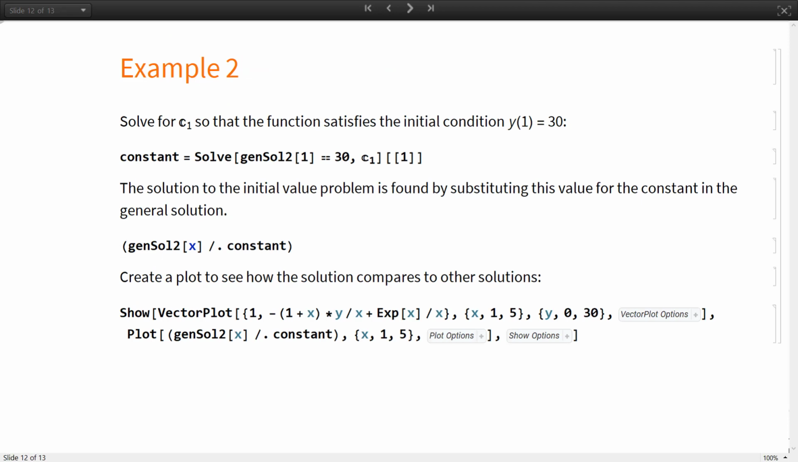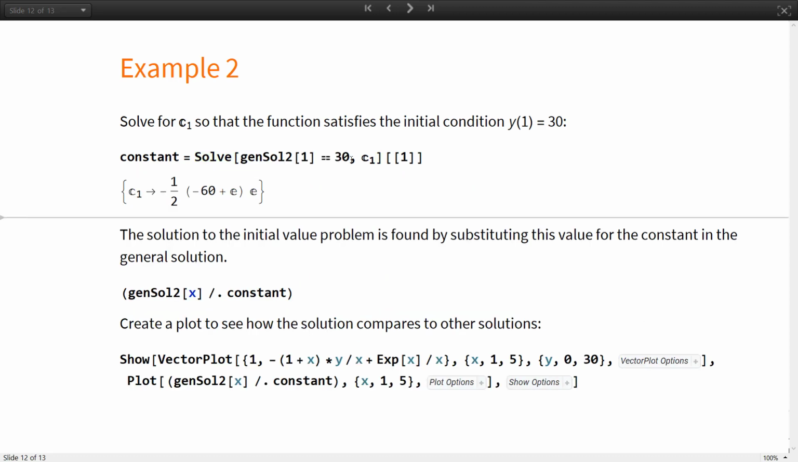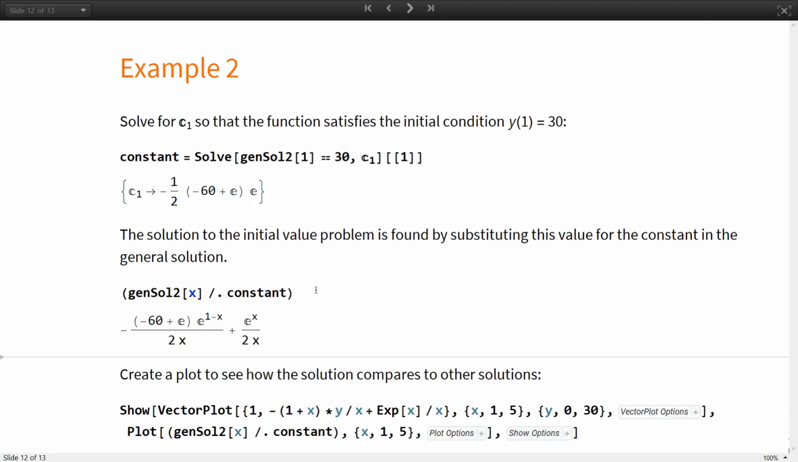Now that we have the general solution, let's solve the initial value problem. Use the condition that the solution equals 30 at x equals 1 to find the constant C1. The solution to the initial value problem is found by substituting this value for the constant in the general solution. Let's take a look at the direction field and compare it with the solution we found.